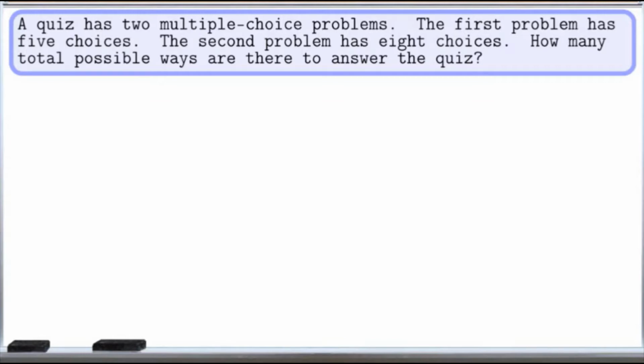A quiz has two multiple choice problems. The first problem has 5 choices and the second problem has 8 choices. How many total possible ways are there to answer the quiz? So from the question, we know the first problem has 5 choices. Those choices can be A, B, C, D, and E. And the second problem has 8 choices.